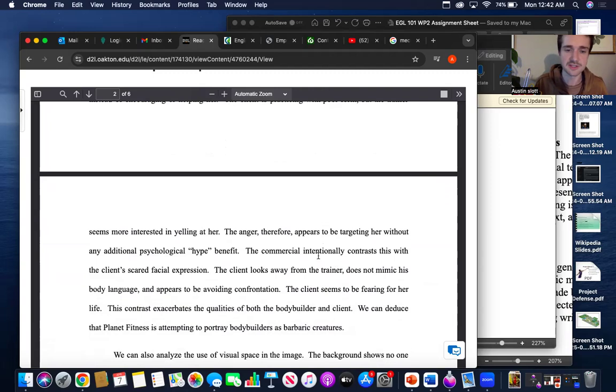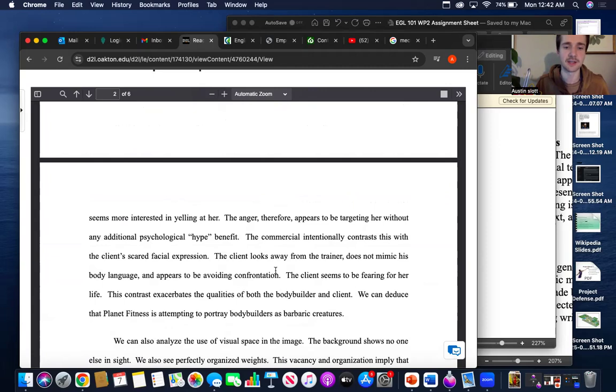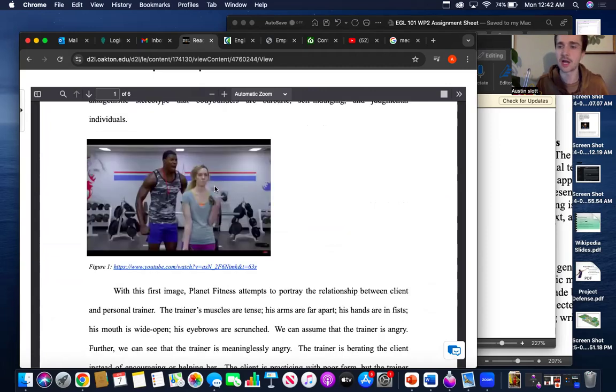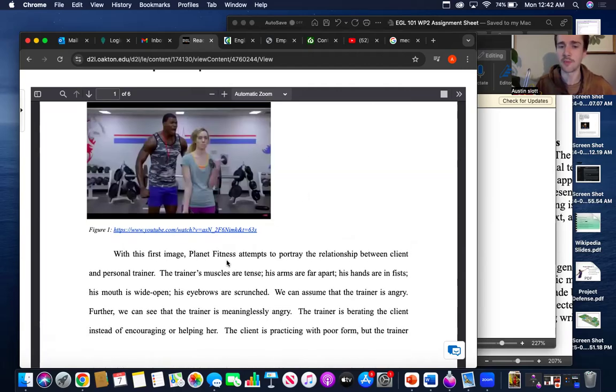The commercial intentionally contrasts this with the client's scared facial expression. Okay, we could just say the client looks scared. The commercial contrasts it with the client looking scared, but that's not enough. The client looks away from the trainer. The client does not mimic his body language. She appears to be avoiding confrontation, breaking it down. That's what we have to do with this. So that first paragraph, all about body language.